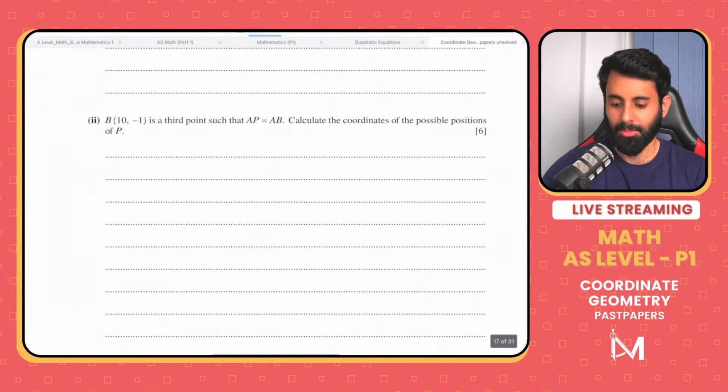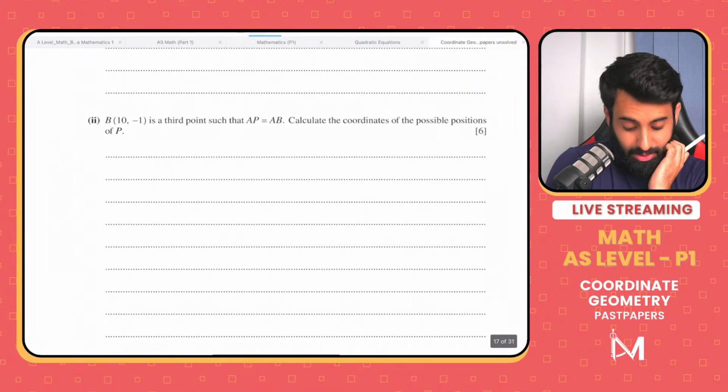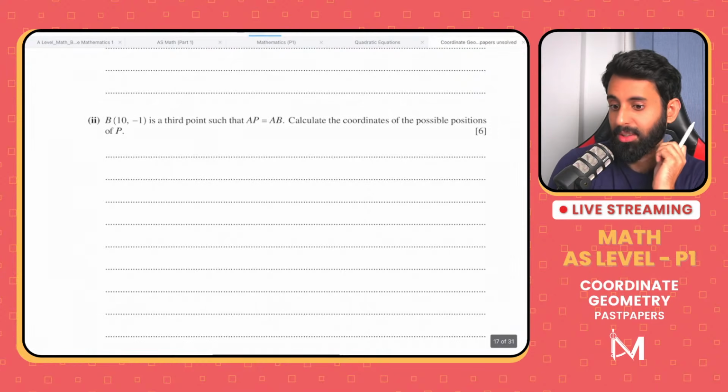So that was the first part, fairly easy. Now here comes the difficult part. This is part 2, which is a 6-mark question. Let's see what this says.